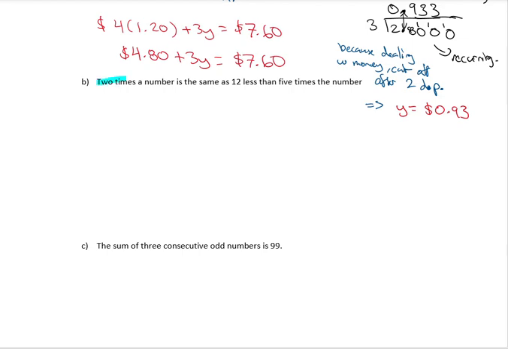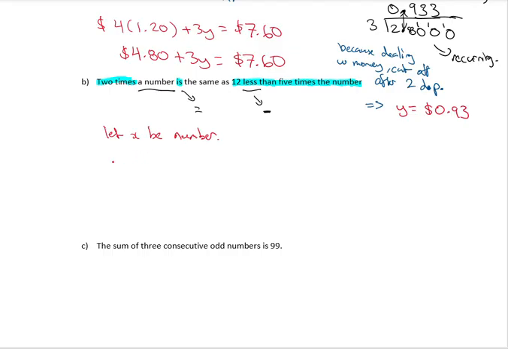Now, part B, 2 times a number is, meaning equal, 12 less than 5 times the number. So less meaning minus sign, okay? So I'm just going to let x be the number, my unknown. So I don't know what the number is. I'm trying to find what that is.